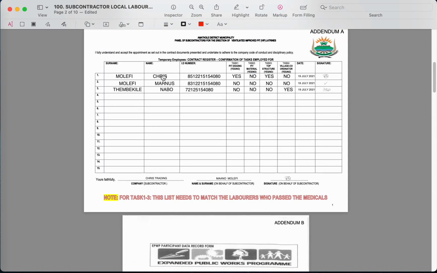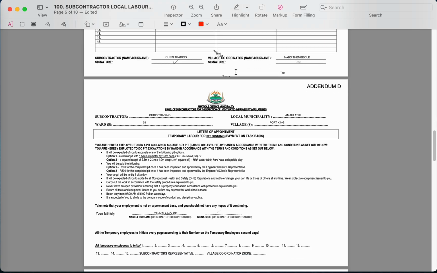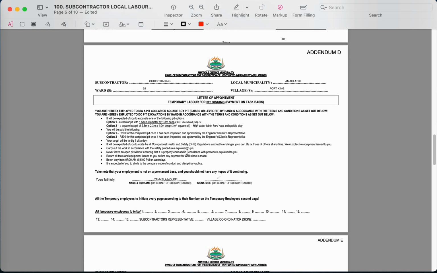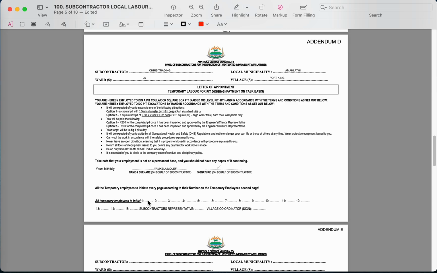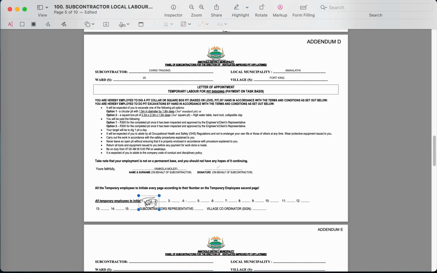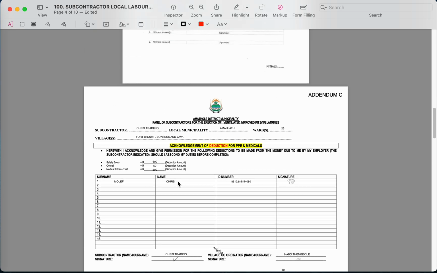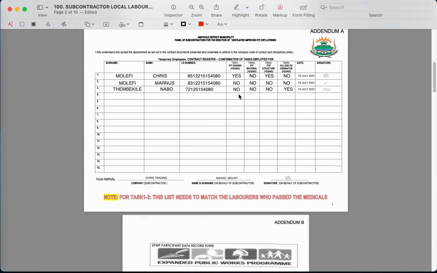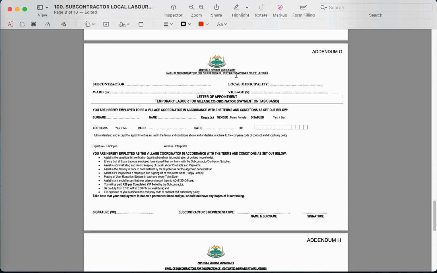Now, Chris Mulifi, since he's our employee number 1, who is a pit digger, and we are dealing with pit digging, Chris is going to initiate down here as number 1. As number 1. And when we check our register, because we only have 3 employees and only 1 pit digger, there's only going to be 1 person who's going to sign or initiate that page of pit digging.